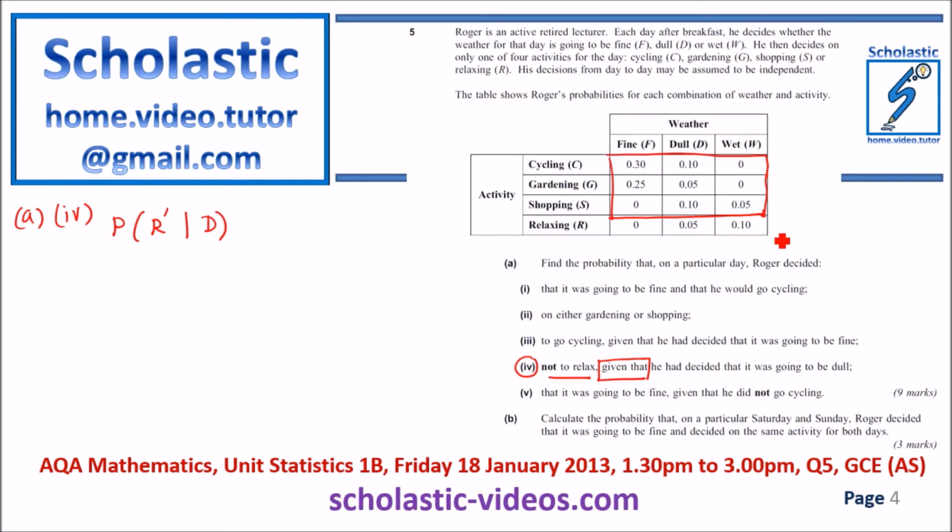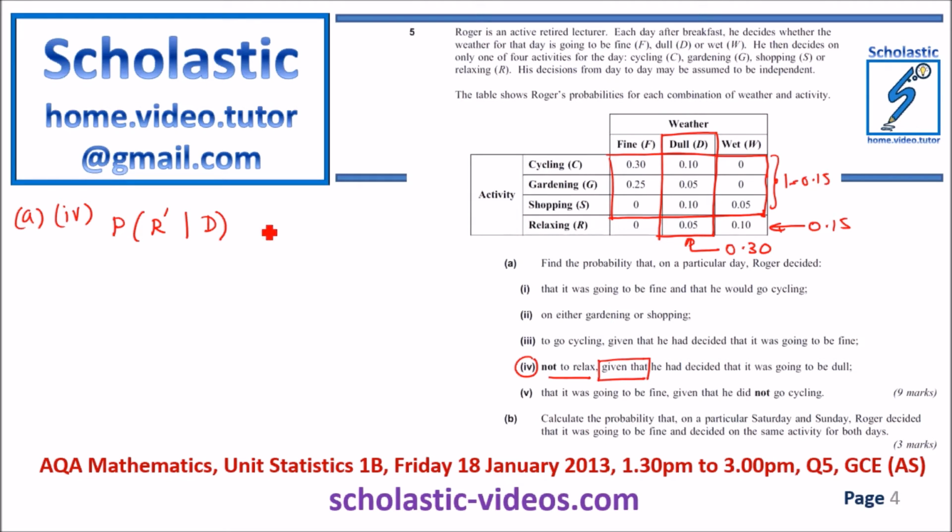So this line is 0.15, so this is actually 1 minus 0.15. So if you add all the probabilities, not relaxing, but given that it's a dull day, so we are looking at only the dull day here. So the denominator is the dull day, which is equal to probability 0.30.